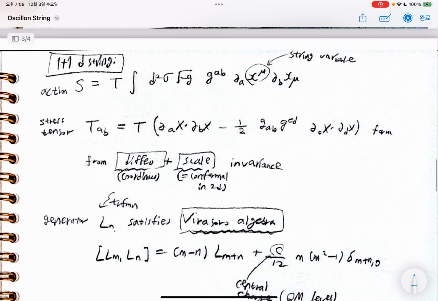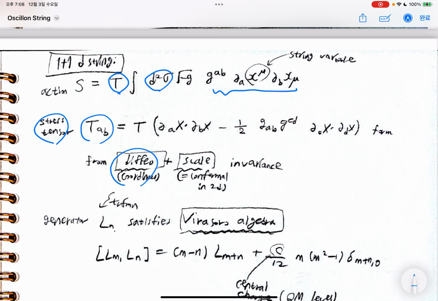So the 1 plus 1 dimensional, the 2D string action can be written in the following form: the tension, the area, and kinetic terms for the string variable. And we can obtain the string stress tensor from the invariance, from the diffeomorphism, the coordinate transformation, and the scale, which is the same as the conformal symmetry in two dimensions.